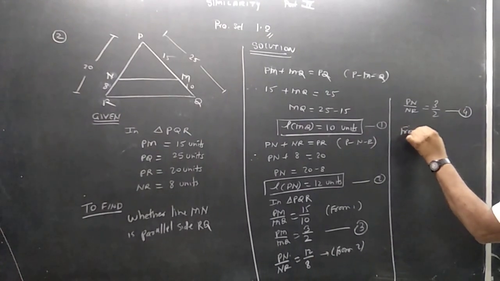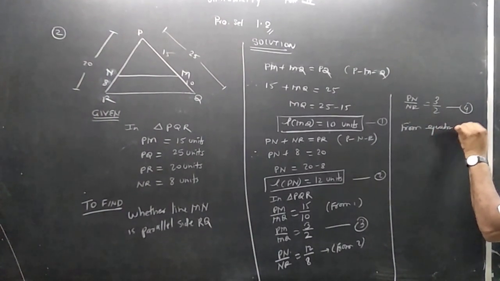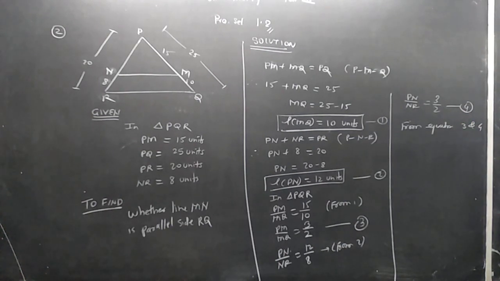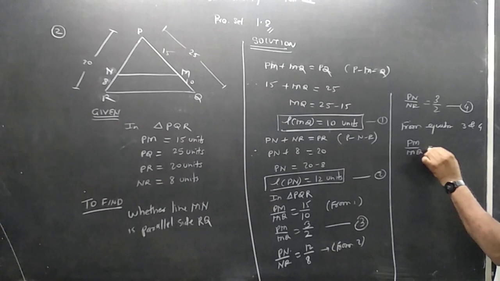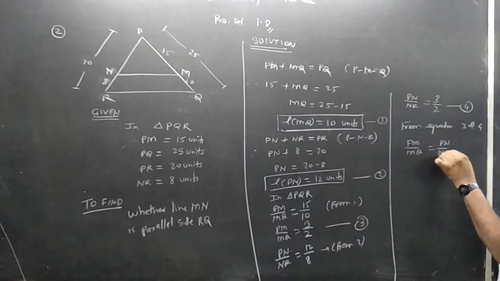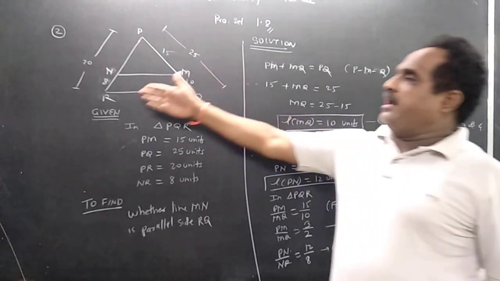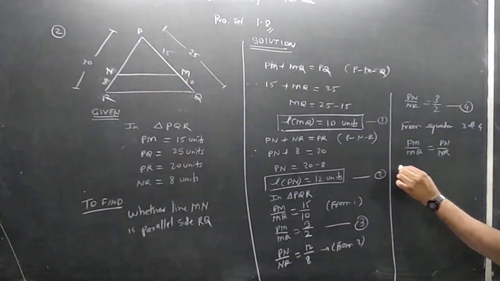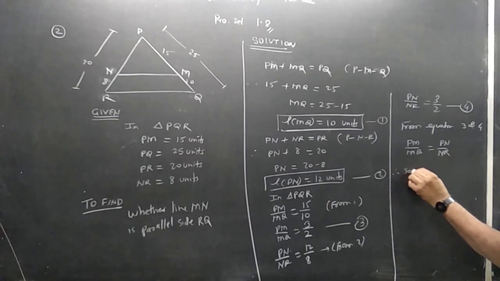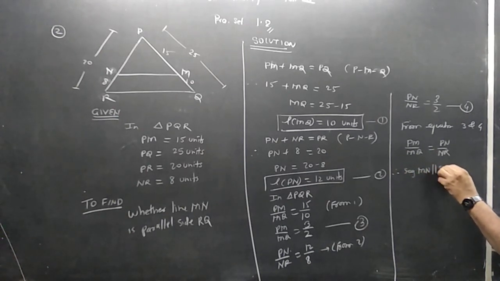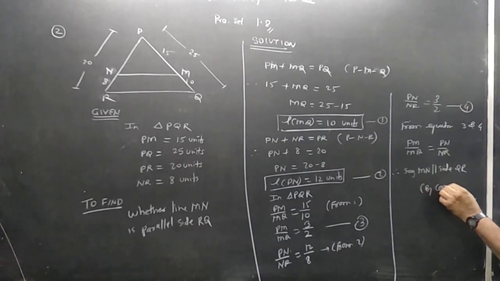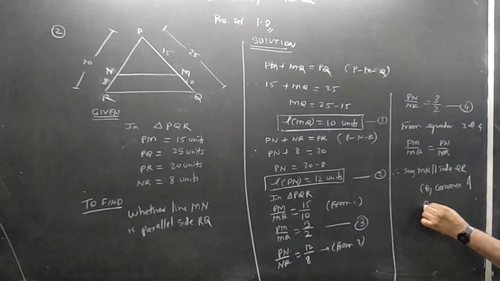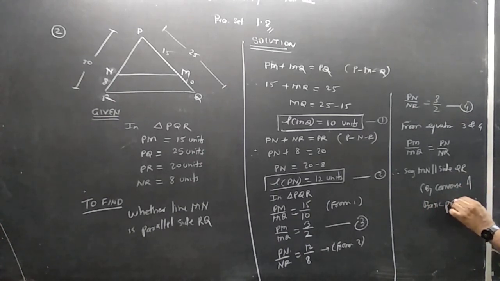So, from equation 3 and 4, we can write PM upon MQ is equal to PN upon NR. Got it? We can get directly equal for that. Therefore, segment MN is parallel to side QR by converse of basic proportionality theorem.